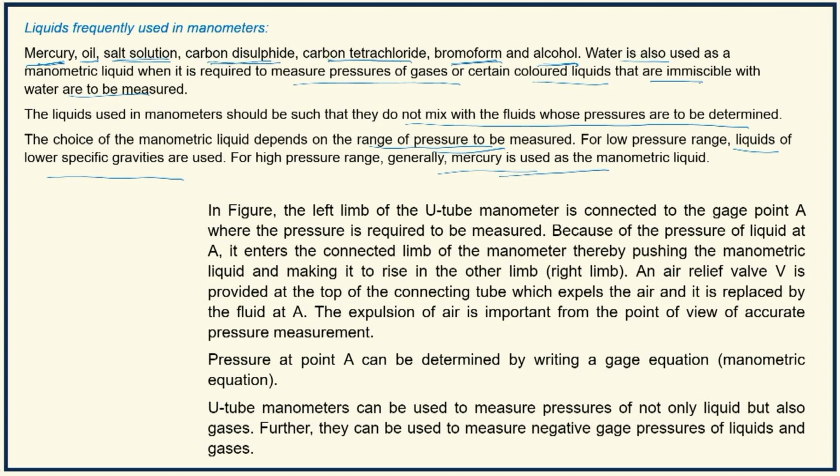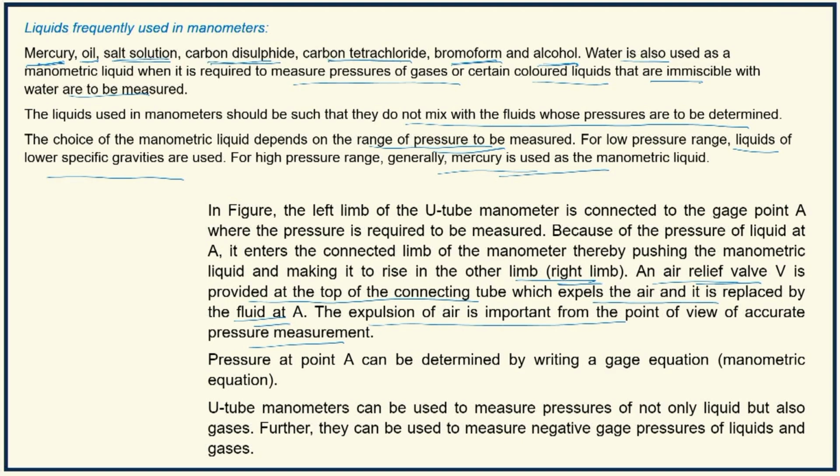Because of the pressure of liquid at A, it enters the connected limb of the manometer, thereby pushing the manometric liquid and making it rise in the other limb, that is the right limb. The air relief valve I mentioned is provided at the top of the connecting tube. It expels the air, which is replaced by the fluid at A. The expulsion of air is important from the point of view of accurate pressure measurement, so that you do not have any differential pressure already. All differential pressure because of air entrainment should be removed, so the air must be expelled.